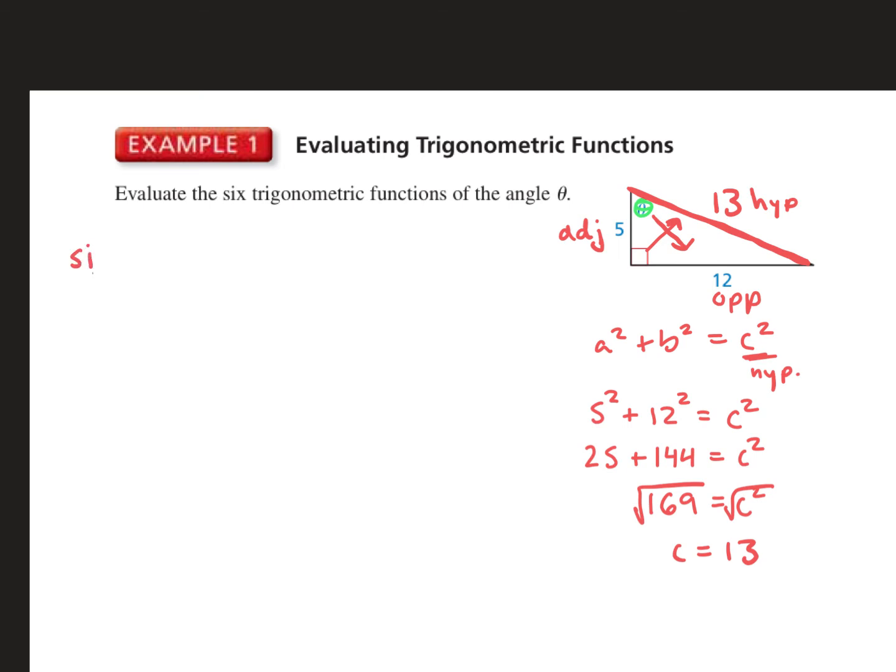Now we need to find our 6 trig functions. So we have sine of theta, cosine theta, tan theta, cosecant theta, secant theta, and cotangent theta. So going back to that slide before, or just knowing SOHCAHTOA.